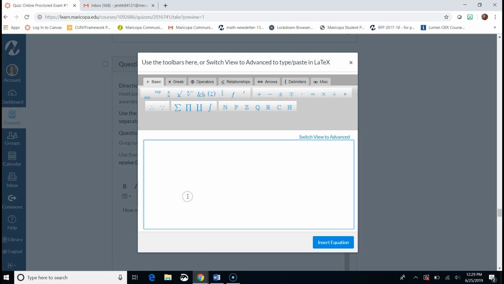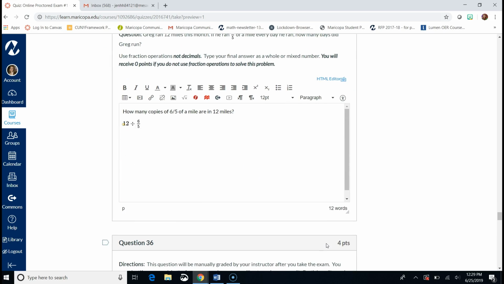So 12 is my starting amount. I have 12 miles total, and I want to know how many times a distance of 6/5 of a mile will fit into those 12 total miles. So I'm dividing it by the fraction 6/5. I'm going to click 6 for the numerator, and then click in the denominator and get my 5. Now, that's just one step, so I'm going to insert that equation. To get to the next line, I'm just going to press enter. And now I'm going to enter my next step.